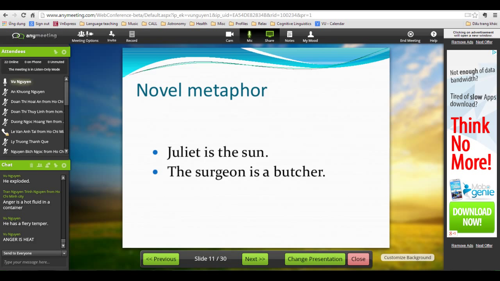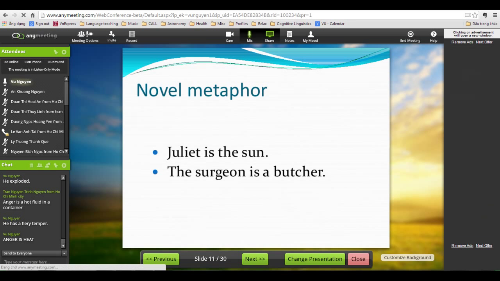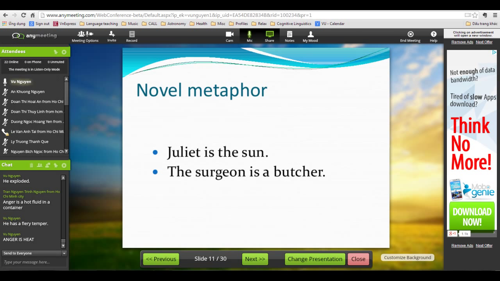And there's another kind of metaphor which is not so familiar to us in our everyday language. They are normally used in literature, and sometimes they are used as a figure of speech. These metaphors are called novel metaphors. So when we say Juliet is the sun, or the surgeon is a butcher, we see that they are not common in ordinary speech. They are not conventionalized. That's the big difference.